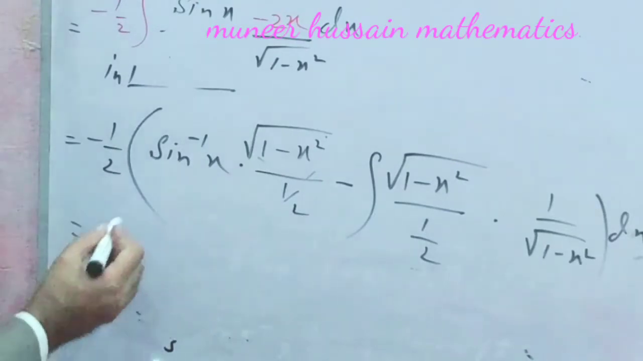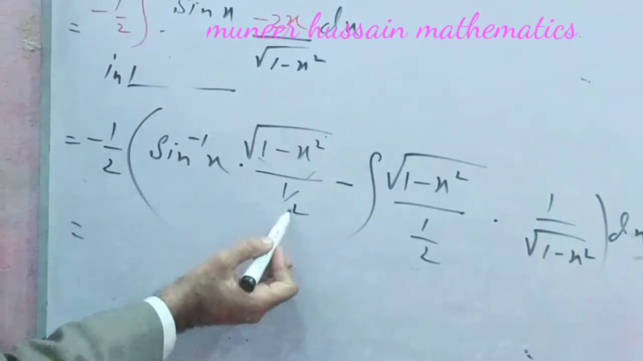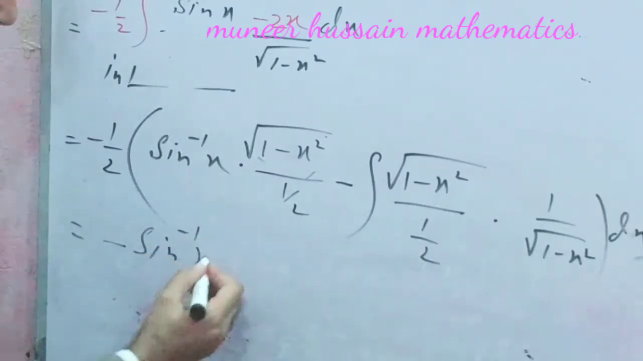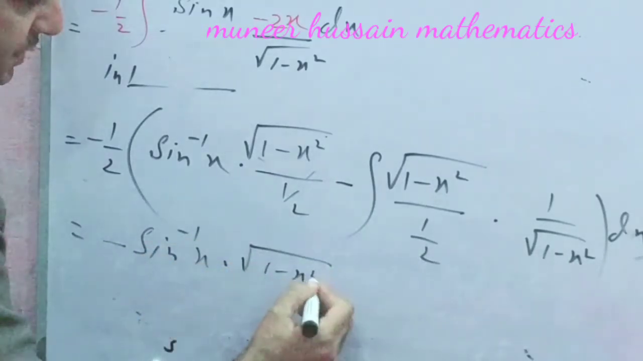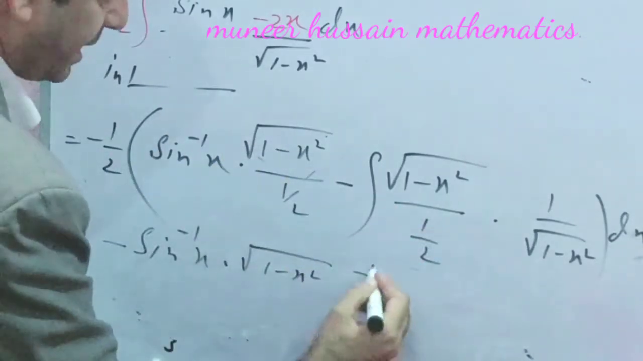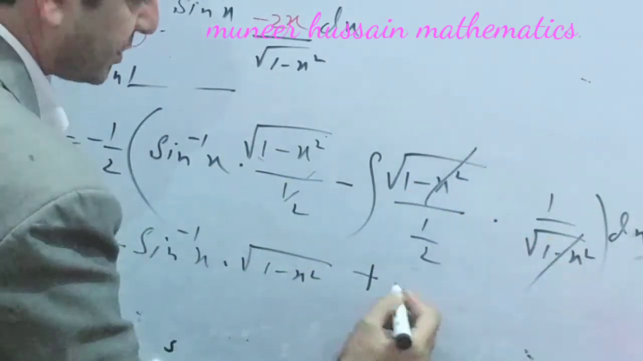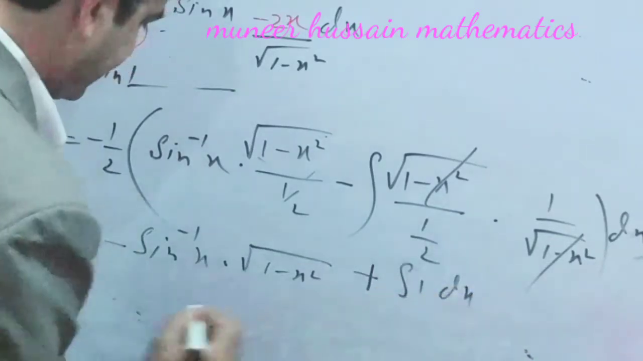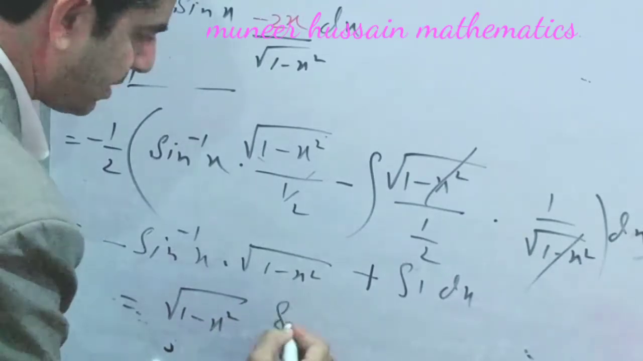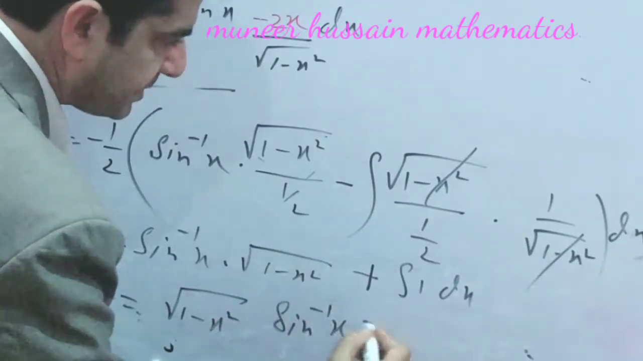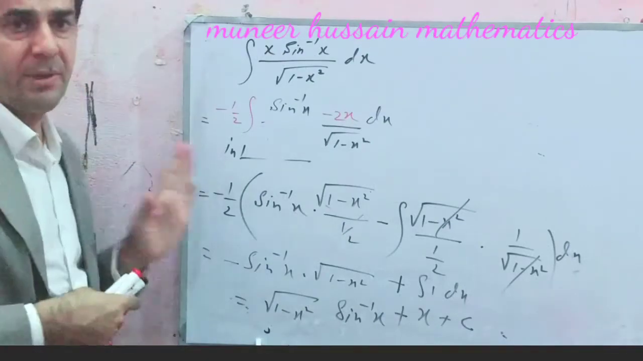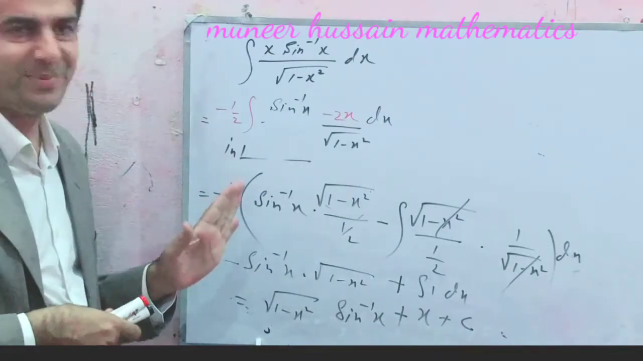Now, when we multiply minus 1 by 2 to this, we have only minus sine inverse x, and also we have 1 minus x square, and here once again minus 1 by 2 multiplied to this will make it plus, and that is also cut, so 1 dx. So that is a very simple question, now it becomes 1 minus x square sine inverse x plus x plus. This question looks simple, but it is not as simple.